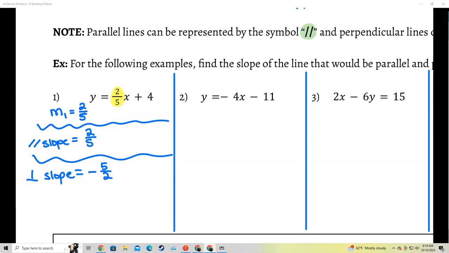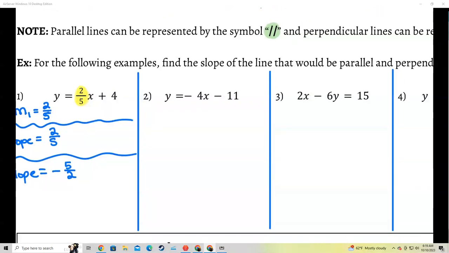I got y equals negative 4x minus 11. Again, in this case, it's kind of easy because they already tell me what the slope is. I already know that the slope is negative 4. So I'm going to say my first slope is negative 4. If I want a parallel slope, I'm going to call this m2. If I want a parallel slope, then the slope needs to be exactly the same. So if my first slope was negative 4, then my second slope needs to be negative 4.